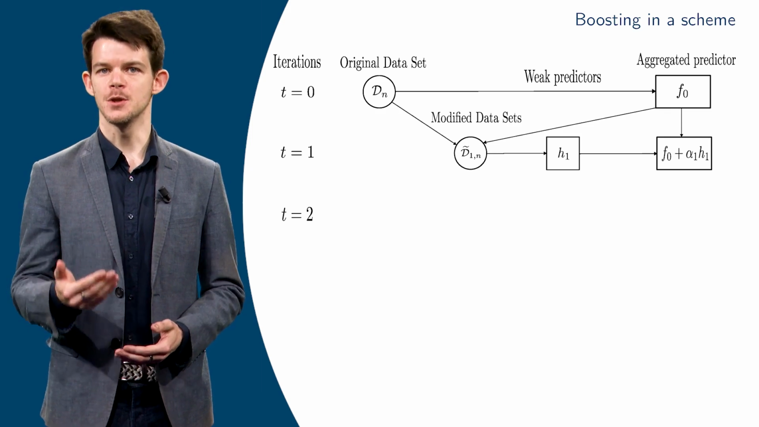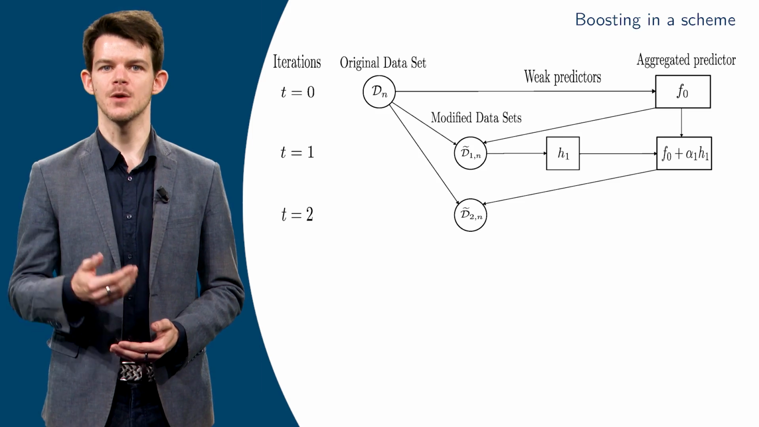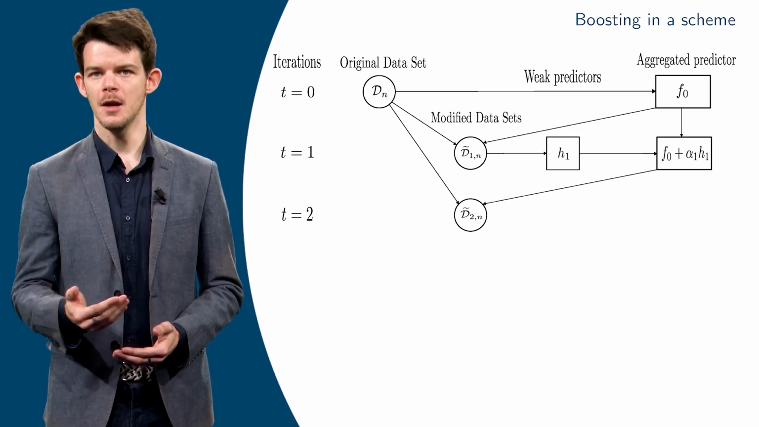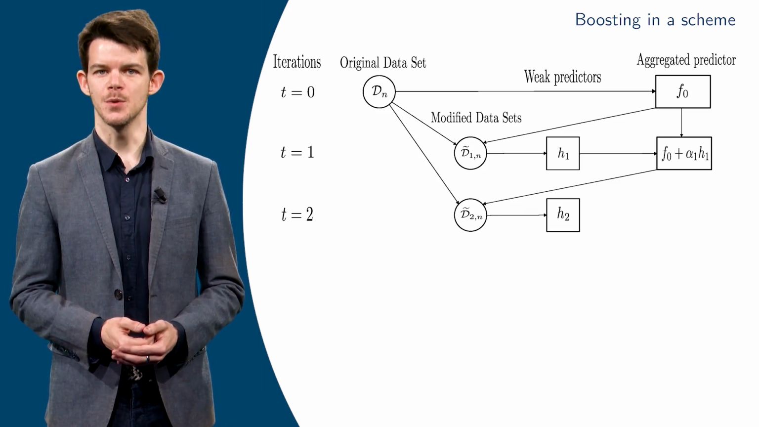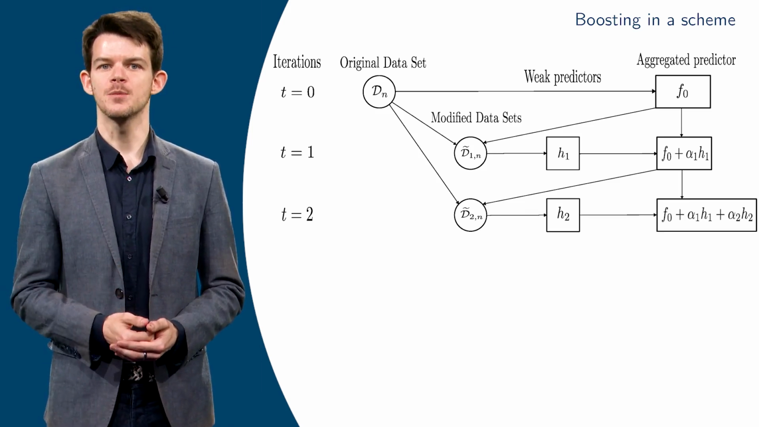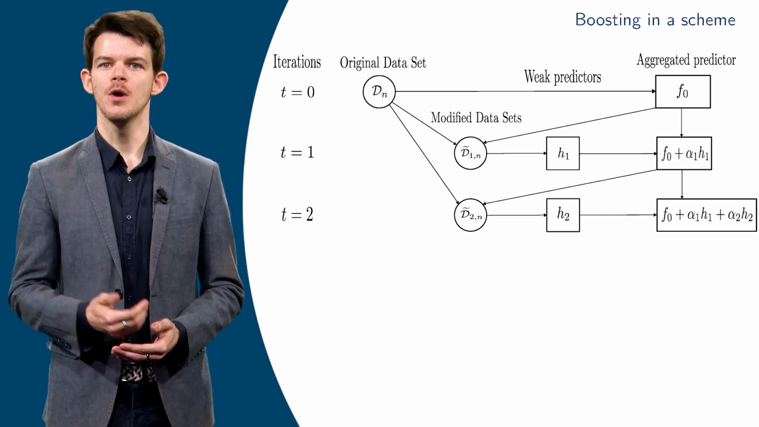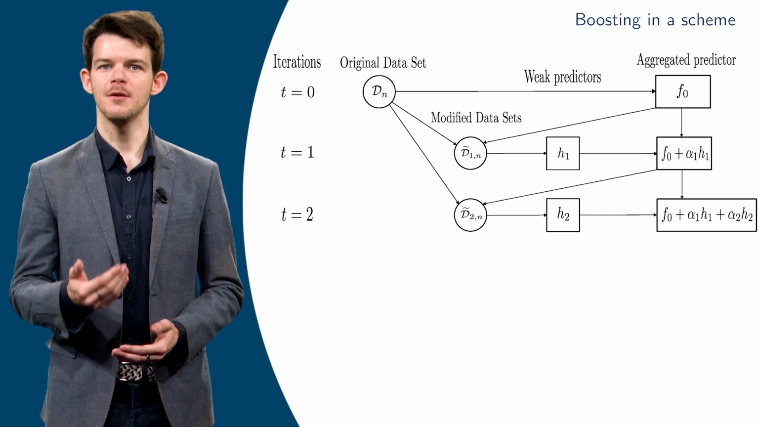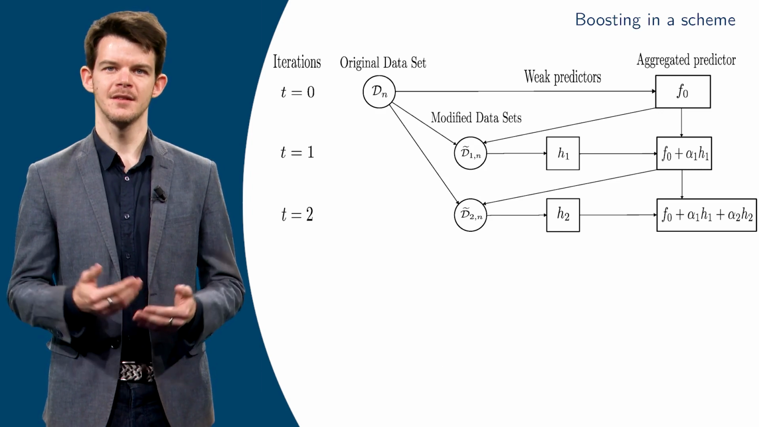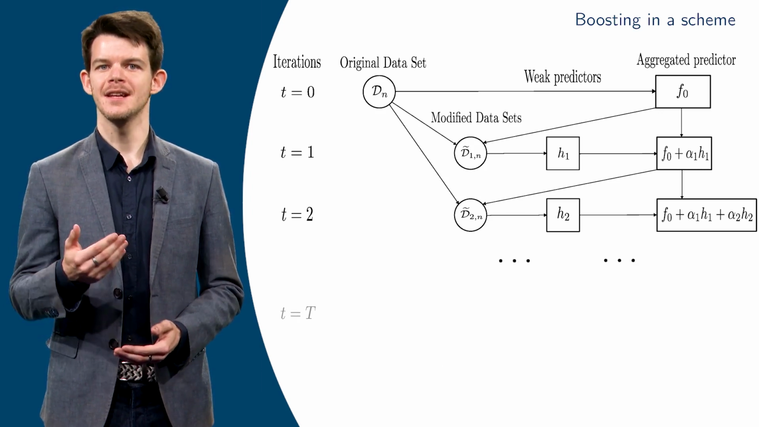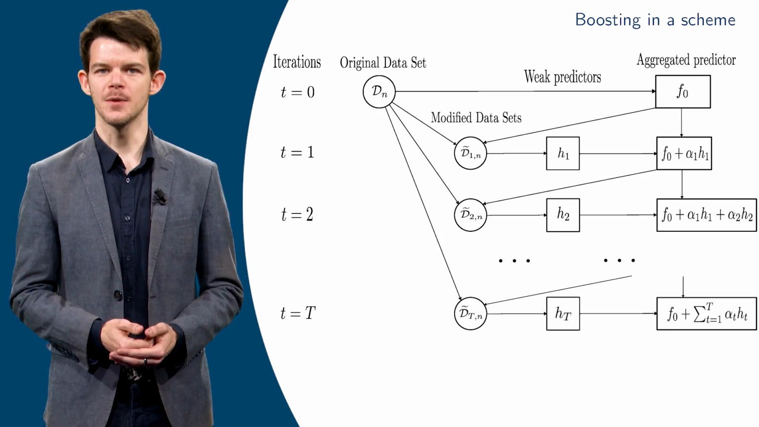Specifically, in iteration 2, we construct a modified dataset with the residuals of the aggregated predictor from iteration 1 as labels. Applying the learning procedure, we construct a tree, h2, which is then combined with the aggregated predictor from step 1 to obtain a new aggregated predictor, f0 plus alpha1 h1 plus alpha2 h2 with minimal error. This construction can be repeated until iteration T, this number of iterations being a parameter of the boosting algorithm.